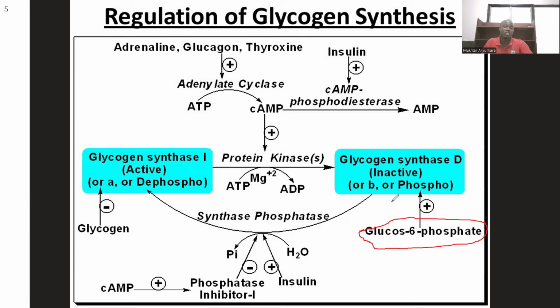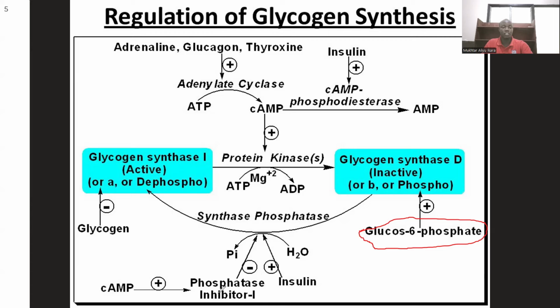activate these enzymes. And of course, the presence of glycogen is also a negative inhibitor of glycogen synthase 1, because when you have enough glycogen, you don't need to synthesize more of it. That is why glycogen will inhibit glycogen synthase 1, so it will become inactive. And also cAMP is a positive regulator of phosphatase enzymes.